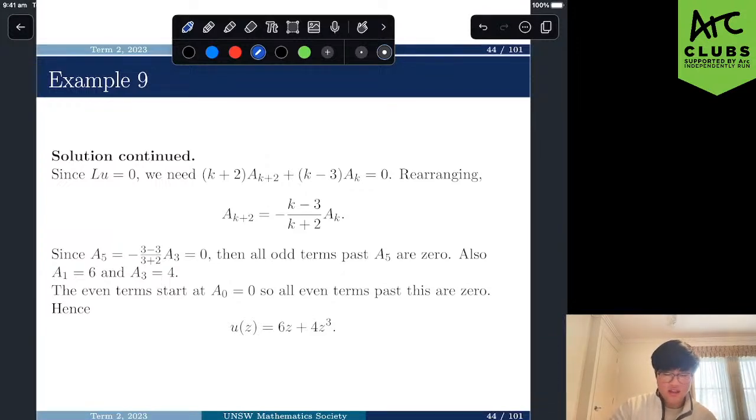And we're taking this into account. So we find a of 0 to be 0. So anything past a of 5, which are odd terms, are 0. Also, we find a1 and a3. Once again, all even terms are 0 as well, because we need a of 0 to equal 0, as that's what the recurrence is defined by, u of 0 equal to 0. So then all even terms past this are 0 as well, and hence we get this to be our solution.